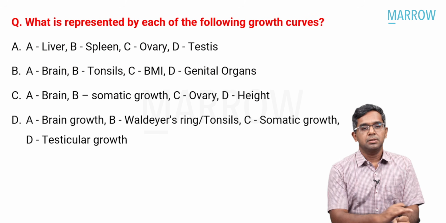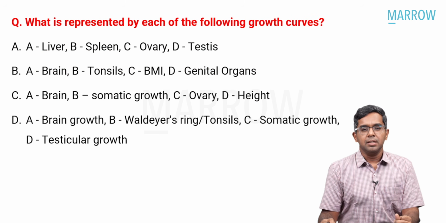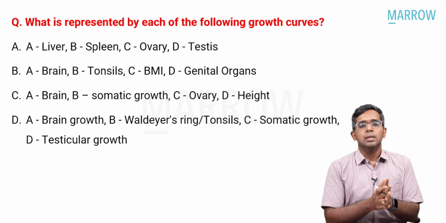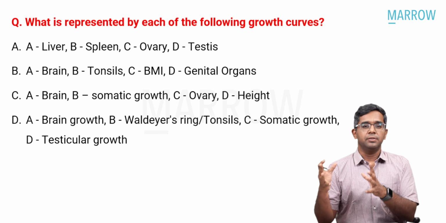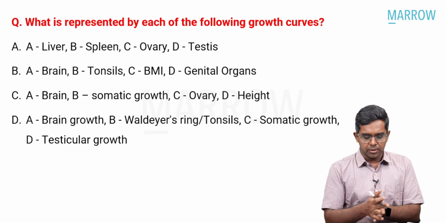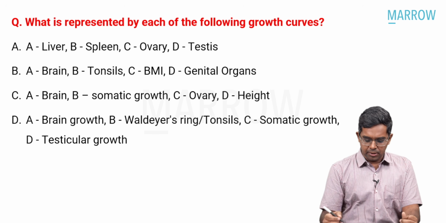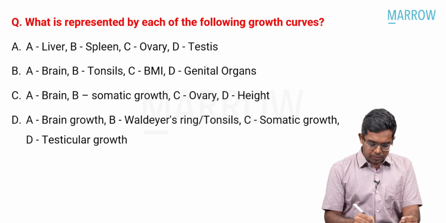Moving on to question number 3, what is represented by each of the following curves? I am going to put up the curve. It is something related to the pattern of growth of different tissues in the body. That's why you can see A, B, C, D, liver, spleen, ovary, genital organ, all those things are given. Let me just put up the curve.